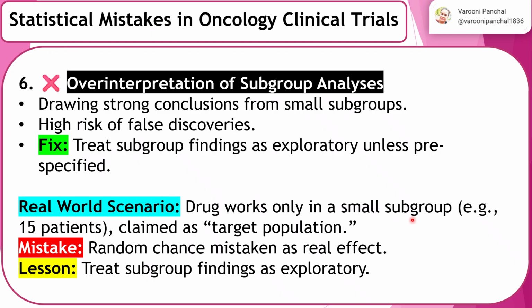The mistake here is that random chance is mistaken as a real effect, right? So the lesson here is you need to treat subgroup findings as exploratory, right? You need to ensure that you don't overinterpret the results by using only a small subgroup of the patients.